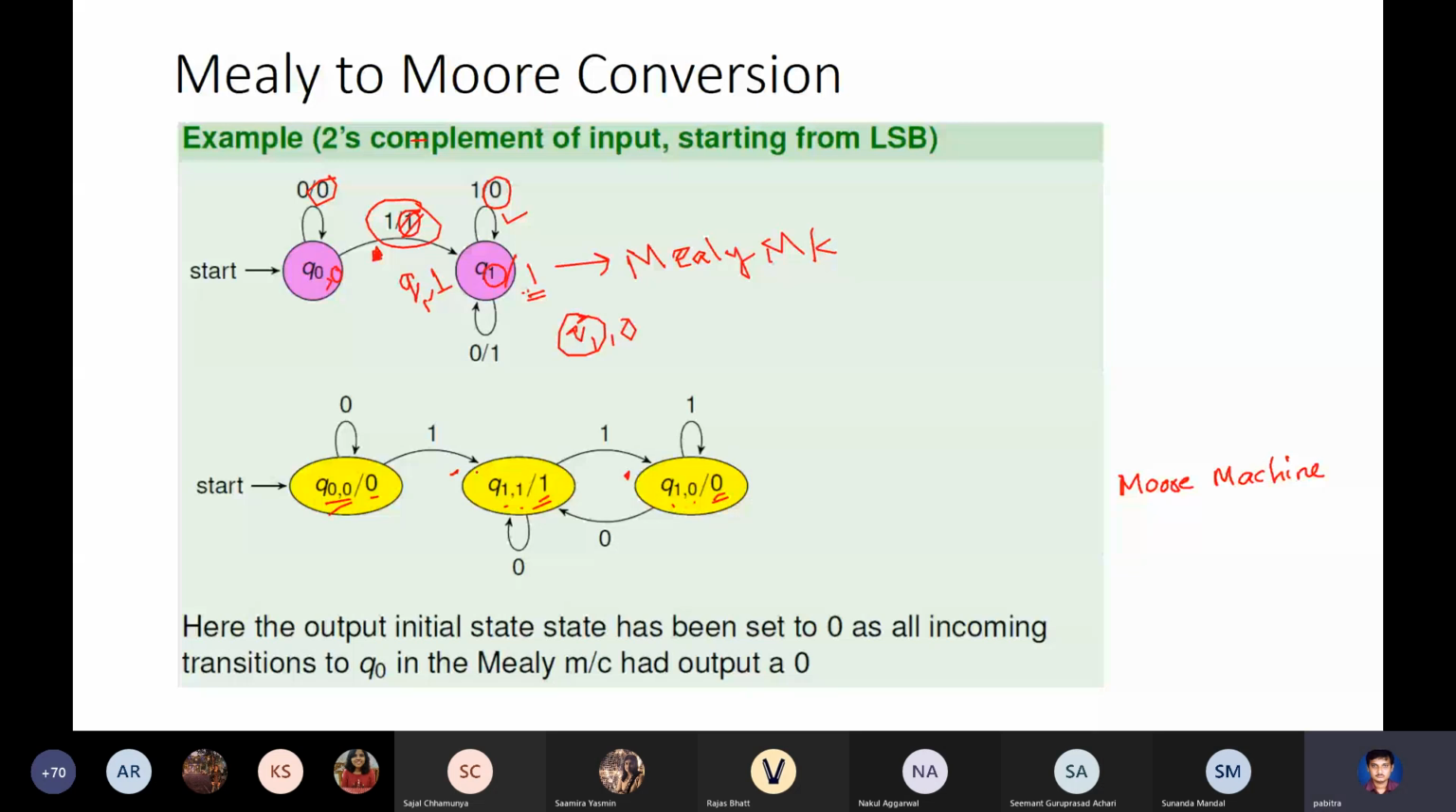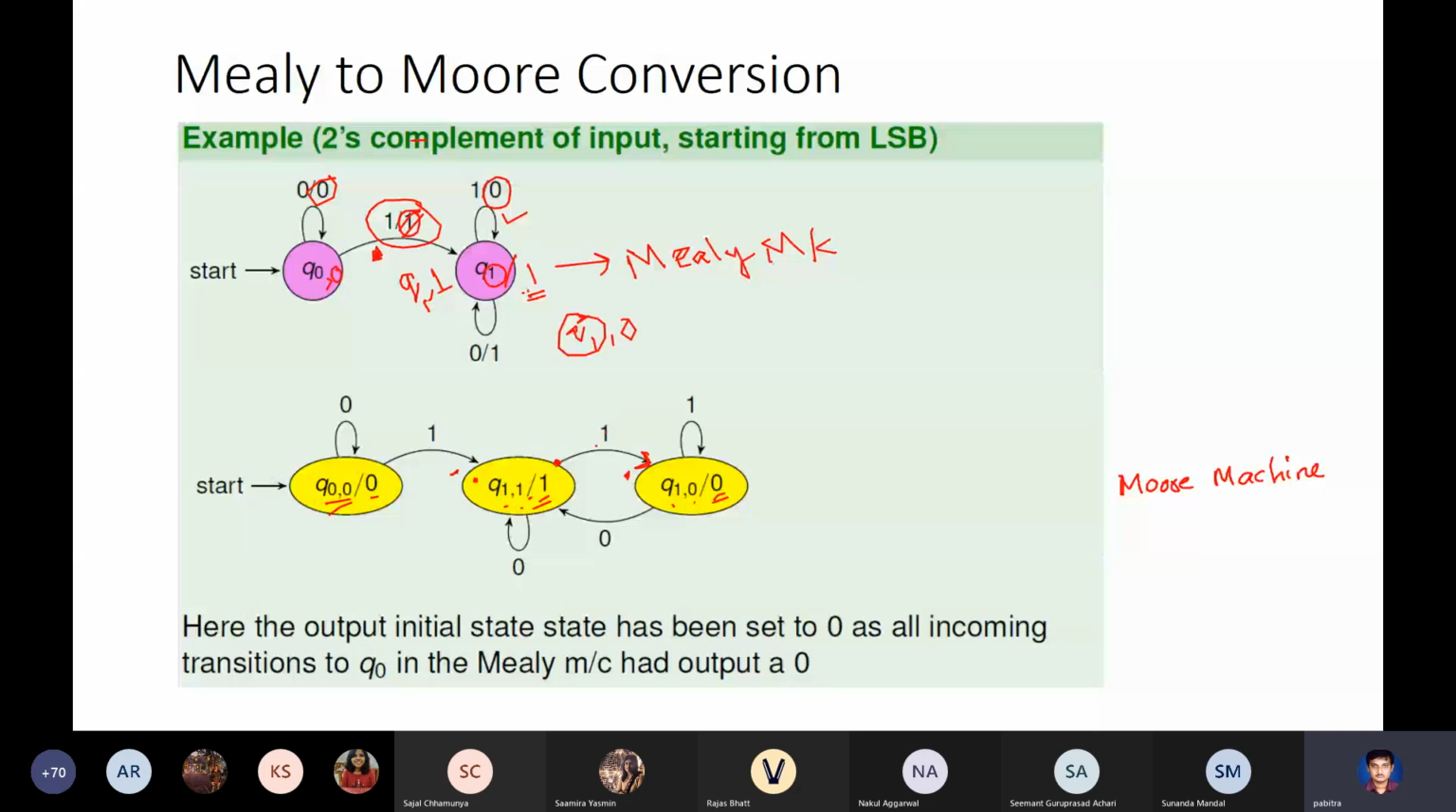Now look at this edge. It starts from Q1, so it can start from either this or this, and it ends in Q1 again, but with an output of 0. So this should end here, and then that means it should start from here because it's an input 1. But now you see there are two possibilities. It can start from either Q1 1 or from Q1 0.